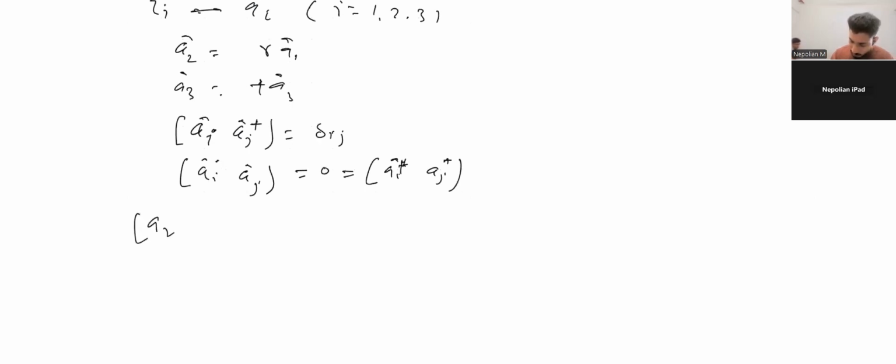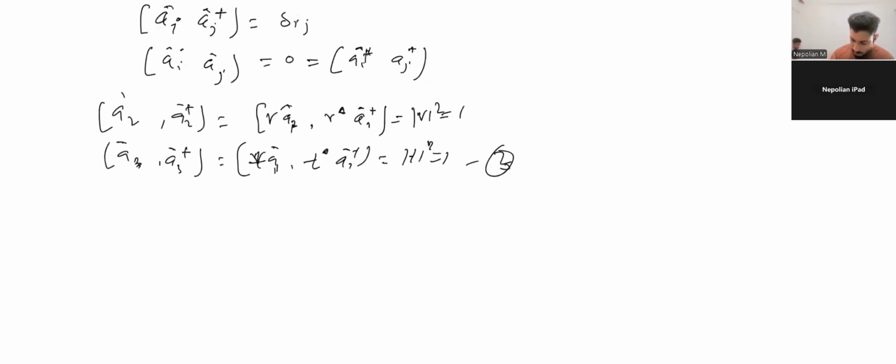So we will see this for A2, A2 dagger. This will give R A1, R star A1 dagger, that will give mod R squared, which must be equal to 1. Similarly for A3, A3 dagger, this will give T A1, T star A1 dagger. This will give mod T squared, that is equal to 1. Let me mark this as equation 1, this is equation 2, and this is equation 3.